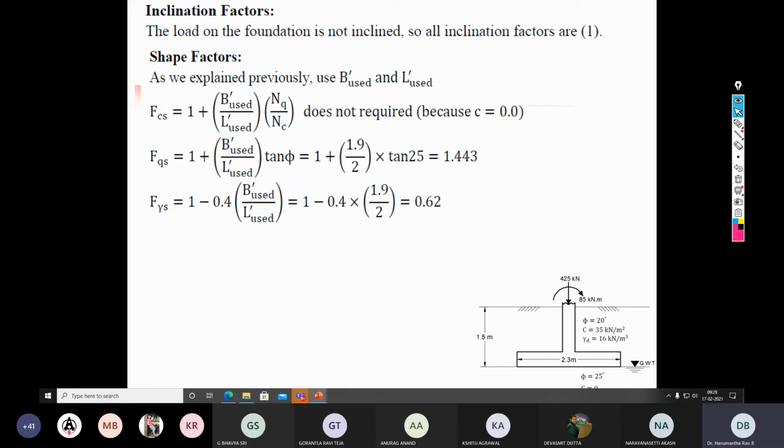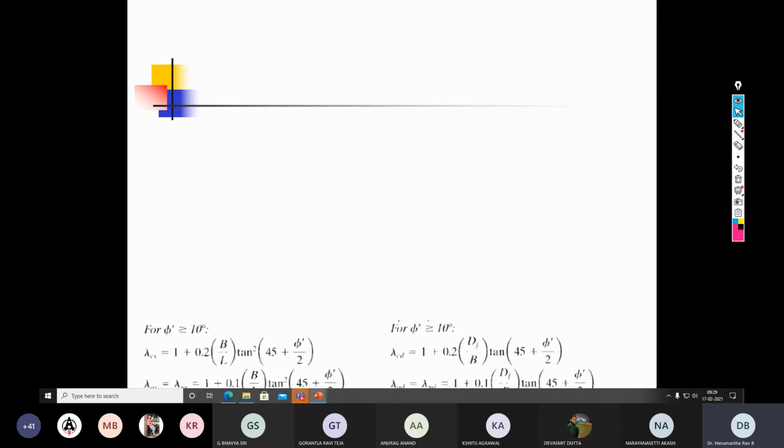Again, repeat. In a couple of the books or whenever you refer to any literature, you will find two sets of equations for the shape factors. Let me show that equation. Here, in case of the Meyerhof theory, for phi greater than 10 degree, the shape factor equation is 1 plus 0.2 into B by L into tan square 45 plus phi by 2.